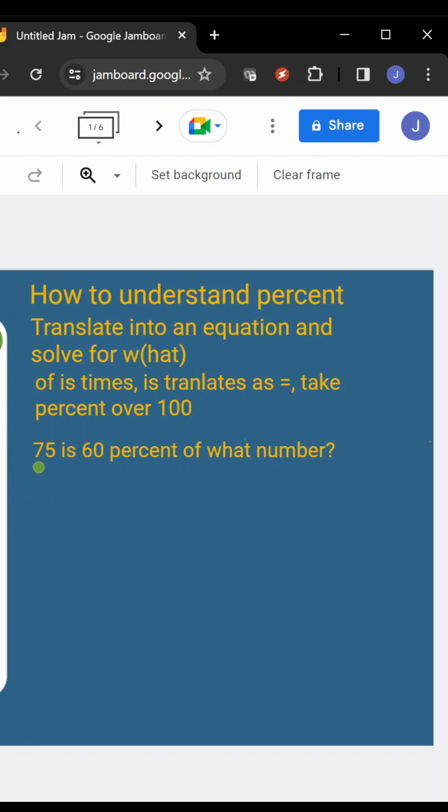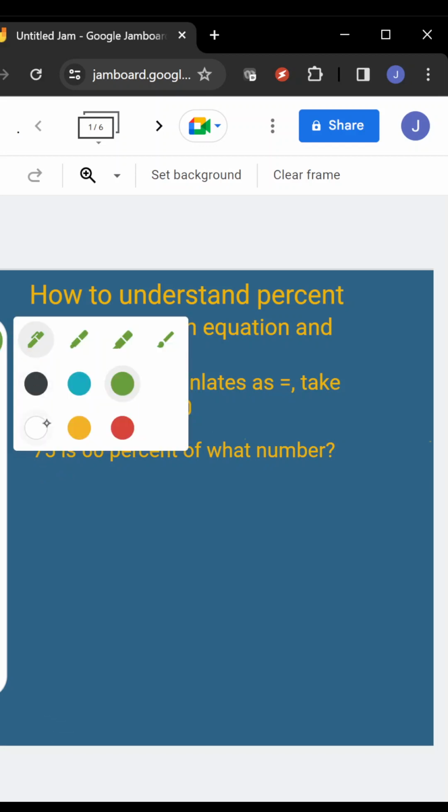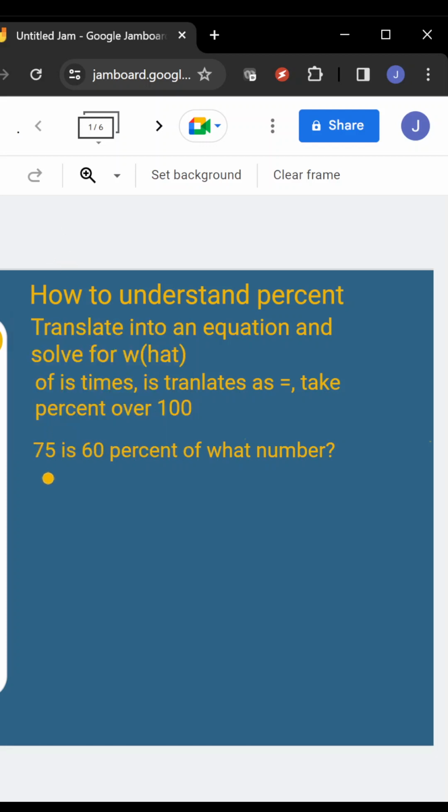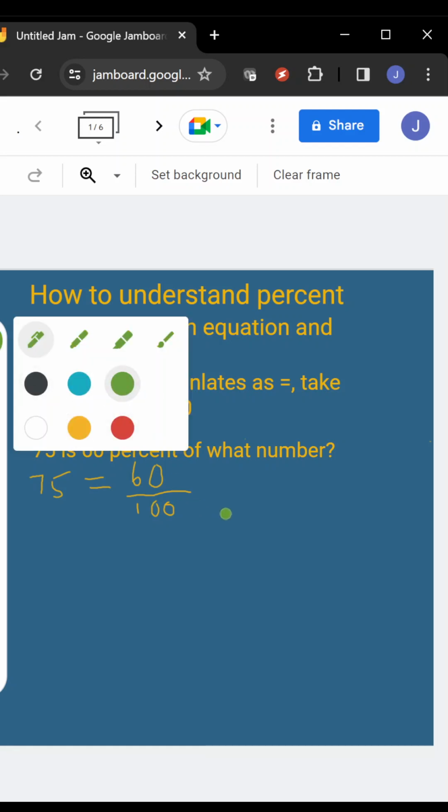So what you do is you take your question, for instance, 75 is 60% of what number, and I translate that question into an equation. Of is always times, is always translates as an equal sign, and I always take a percent over 100 when I'm in the equation. So I'll follow those guidelines: 75 is 60%, and because it's a percent, I'm going to take it over 100, and that's going to be of my W.